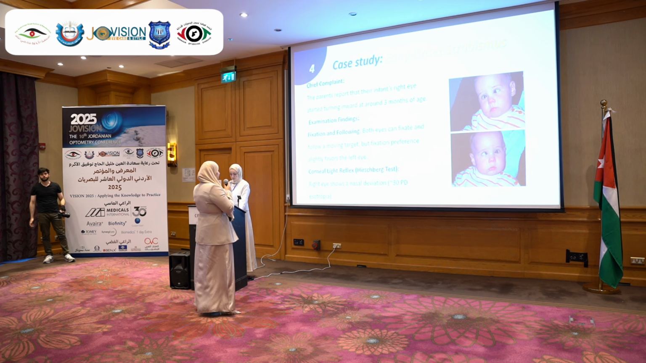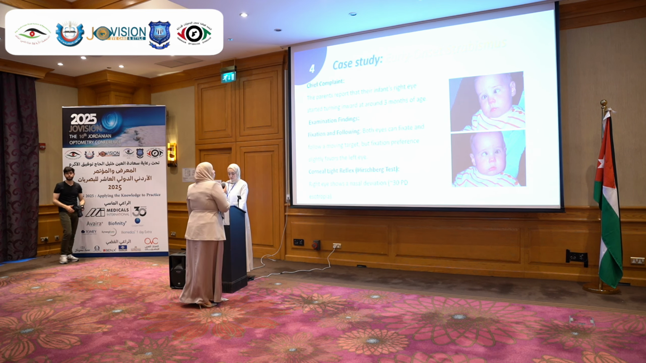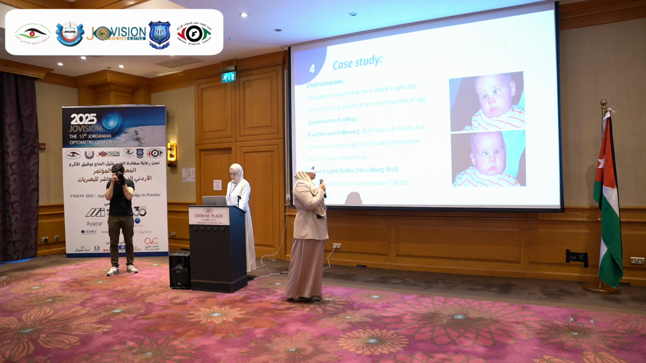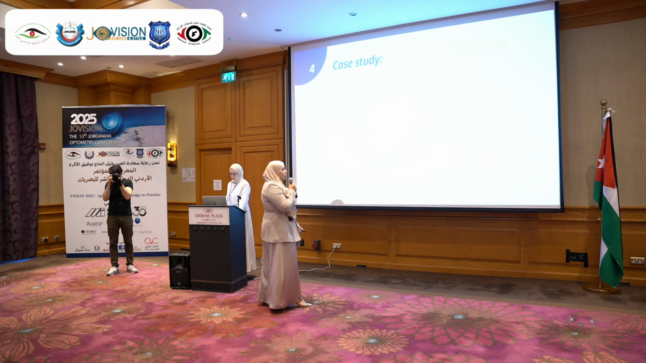We start with the Hirschberg test, where we find that the right eye shows a nasal reflex deviation of around 30 prism diopters of esotropia. To confirm this result, we use the cover test, as it's a very good motor test at distance and near, and we found a constant large-angle esotropia of between 30 and 40 prism diopters. We start adding lenses to know if this type is accommodative or not, but as you see, there is a residual deviation.